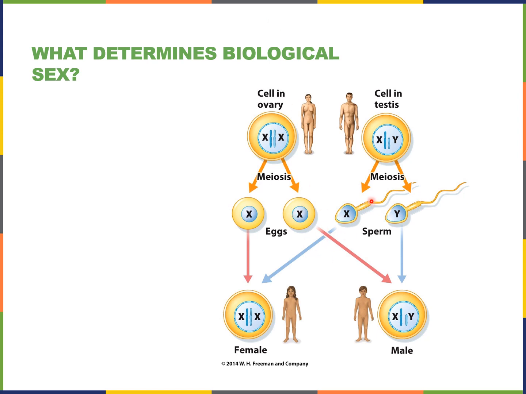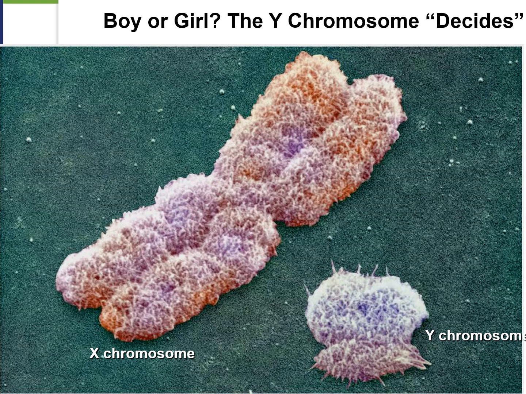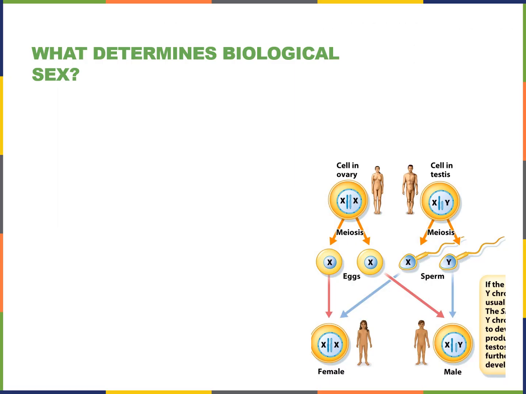So then depending on how these mix will determine whether you have a male or a female. A female would have an X from mom and an X from dad. A male would have an X from mom and a Y from dad. So boy or girl, the Y chromosome is actually the one who decides, right? So dad is the one who decides every time, which is why we always say whether you're going to have a male or female offspring, a kid, that's going to depend on the father.